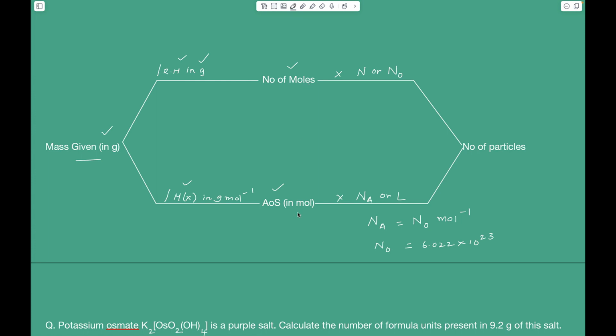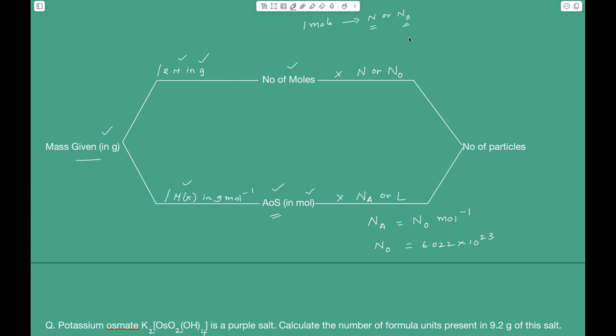And number of moles and amount of substance are pretty much the same. The difference being number of moles is unitless, whereas amount of substance has the unit mole. Amount of substance is a physical quantity in the SI system. And you know that 1 mole of any substance contains an Avogadro's number of particles. Avogadro's number is denoted by capital N or capital N with the subscript 0.